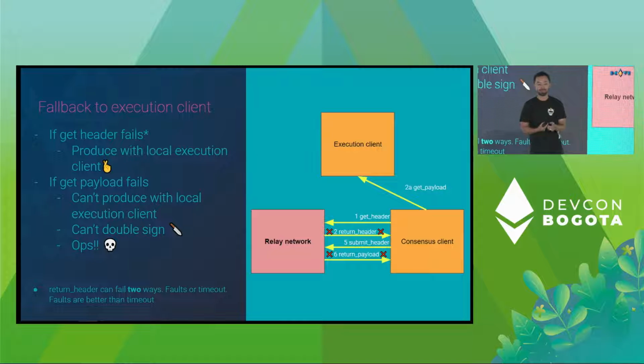That's probably fine. But if the get payload fails, then you cannot produce with your local execution client. You just don't want to double sign. So the return header, the first commit, can fail two ways. It can either fault or timeout, right? We do prefer fault, just because you get the response right away. You can start proposing the block right away.